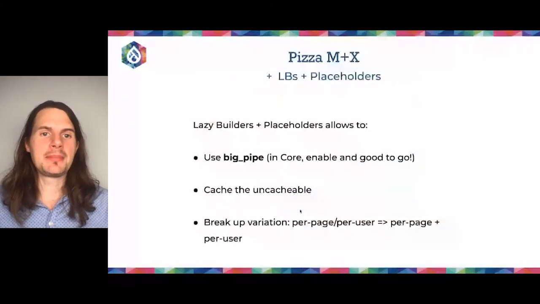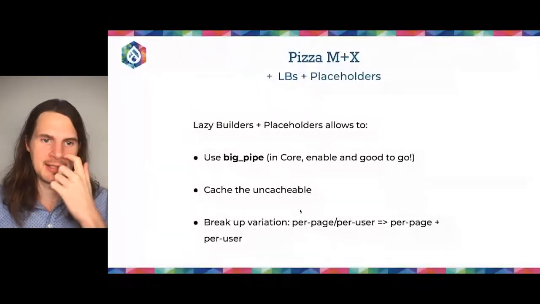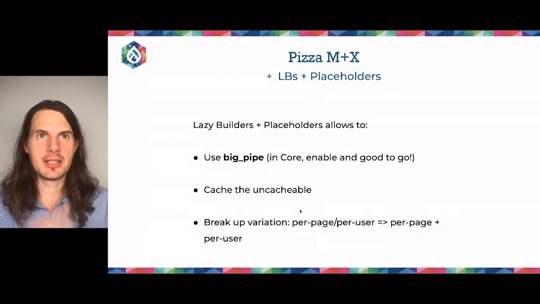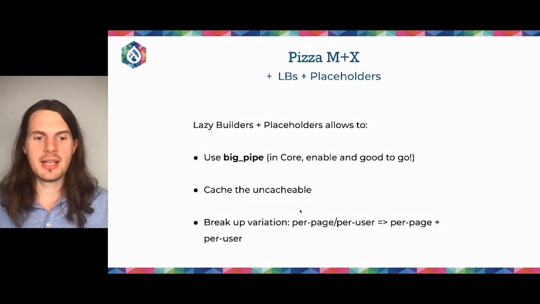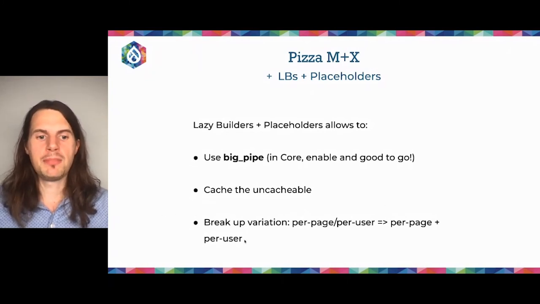The nice thing about lazy builders and placeholders, and we have some enabled for blocks by default, is you can use BigPipe. It's in core, you enable it, and it's good to go. You can cache the uncacheable because we can very easily split up. This is all cacheable, but this small part is not. Easy, create a lazy builder, put it in a placeholder, and it works. And we can finally break up this variation of per page per user into per page plus per user.